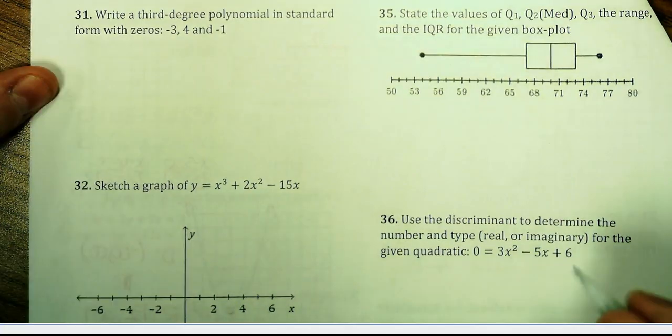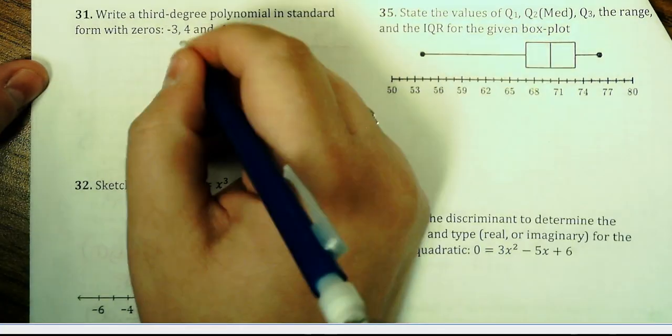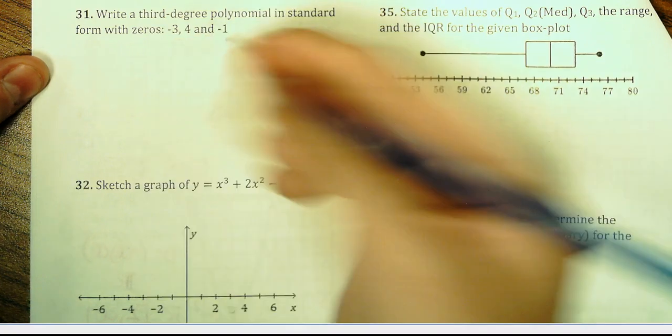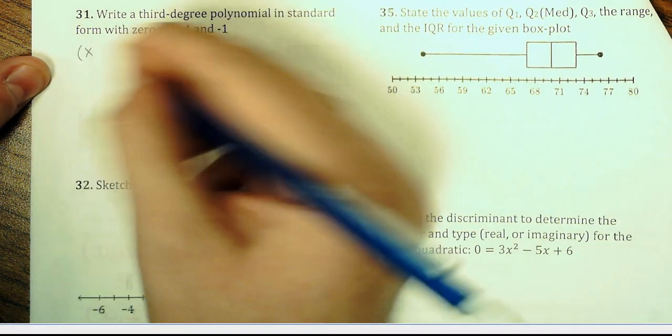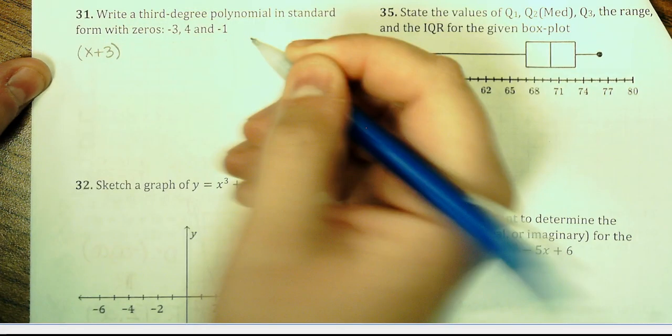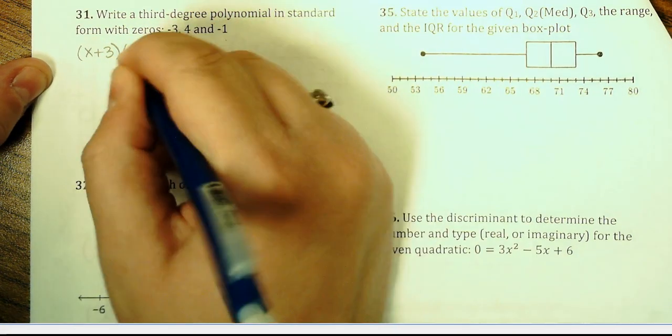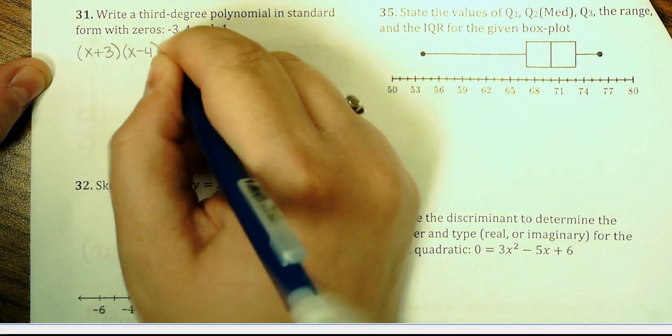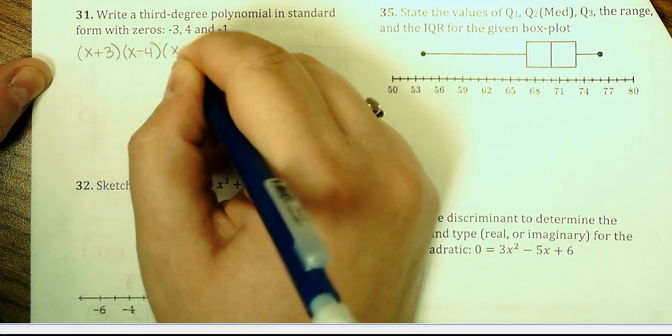All right. Number 31, we've got zeros -3, 4, and -1. So I'm going to write the corresponding linear factor. So -3 is a 0, x plus 3 would be the linear factor. +4 would be x minus 4, and -1 would be x plus 1.